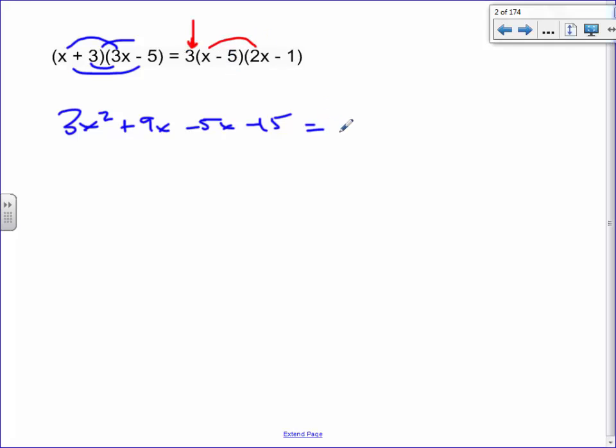I would go x times x, 2x, which would give me 2x squared. Now that I have 2x squared in my head, I'll then make it 6x squared. That one will give me positive 5. I'll put that one at the end. Positive 5, I'm going to have to times it by 3, so I'll need a positive 15. This one will give me negative 10x. Times by 3, it'll be negative 30x. That'll give me negative 1x. Times by 3, negative 3x.